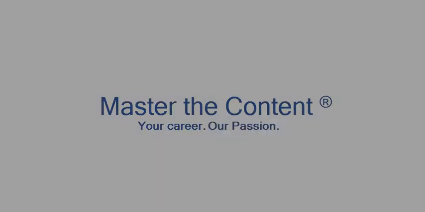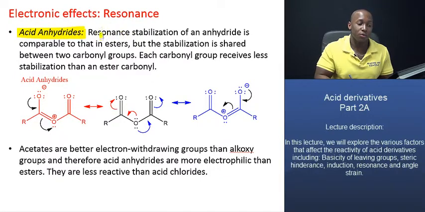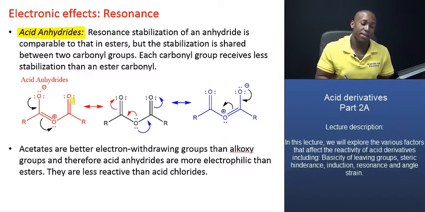Your career, our passion. Now, let's move on and briefly talk about the acid anhydrides, because they're the only ones that we haven't really discussed at length. Now, acetates are better electron withdrawing groups than either the group that we have in esters or the amino group that we have in amides.